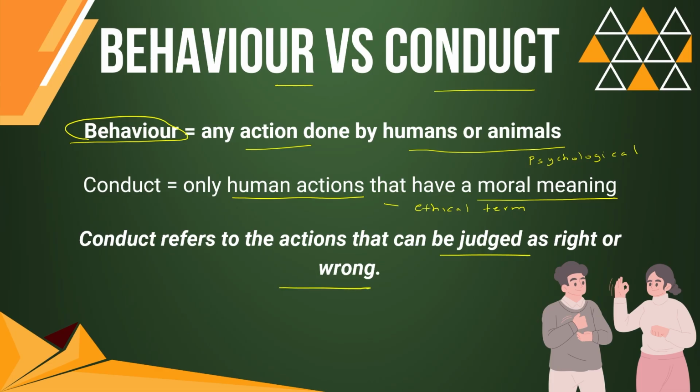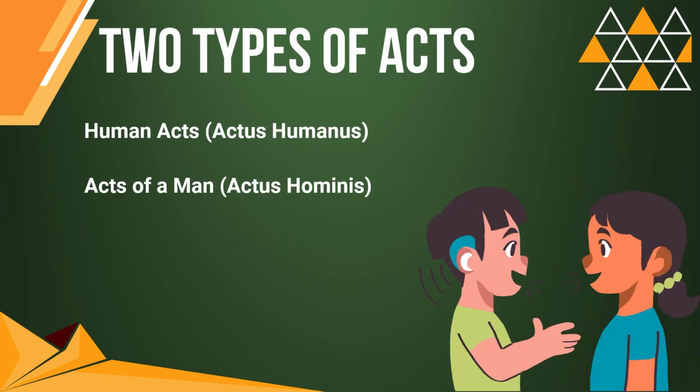Now, we find two types of acts. So, ethics distinguishes between human acts, or actus humanus, and acts of man, actus hominis. Now, when you look at it, you may say, oh, they look similar, human acts, acts of a man, sounds similar, but they are very different. So let's try and see how different these two are.